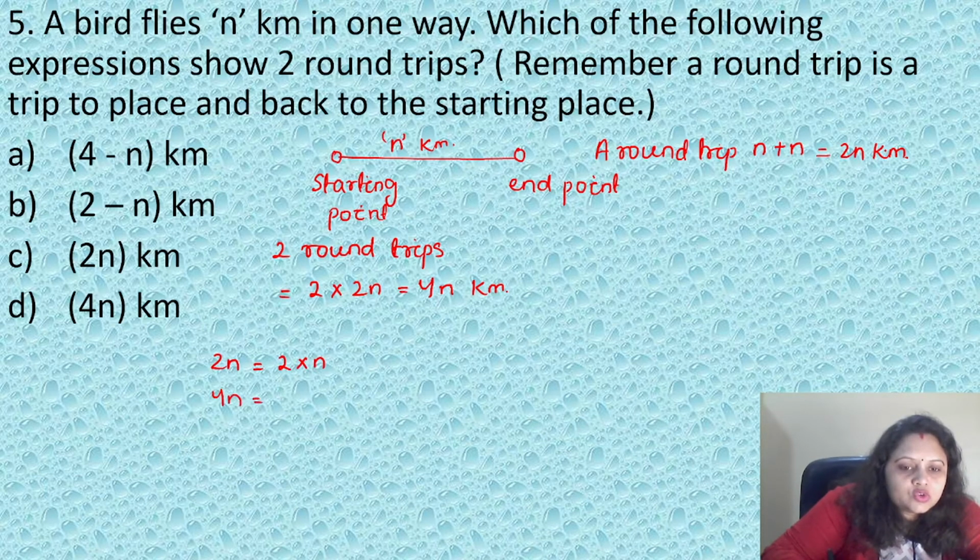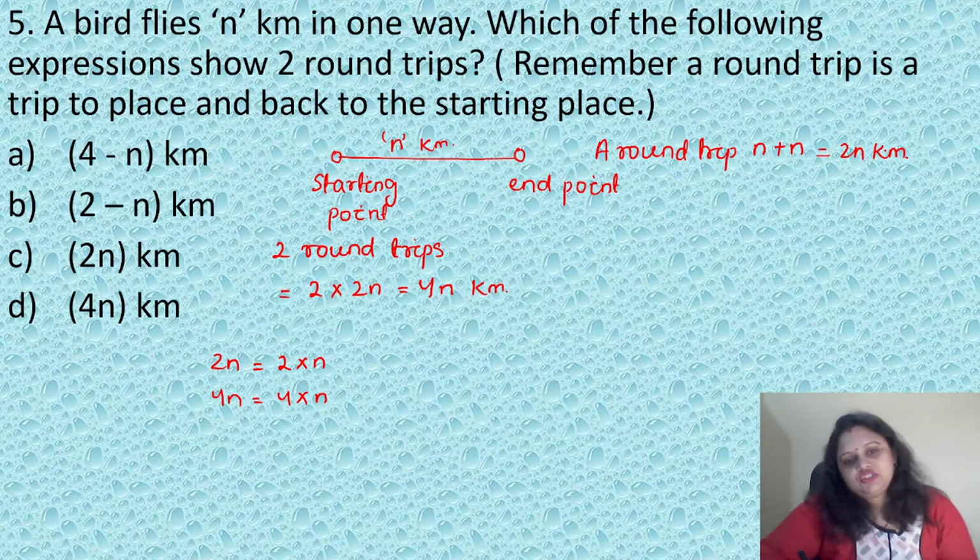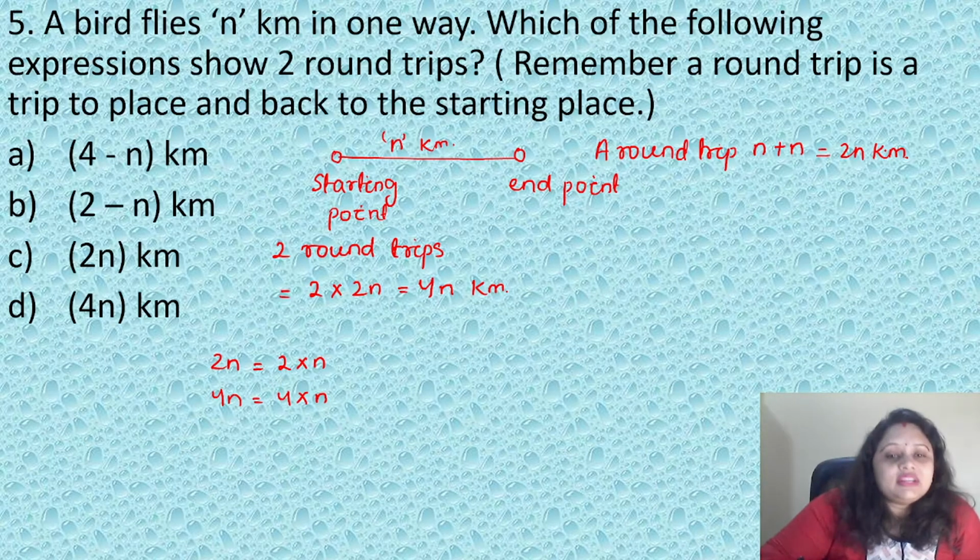4n is equal to 4 into n. If in a multiplication a number and a letter are present, always the number is written first followed by the letter. Got it? So here what is the correct answer? The correct answer is option D, that is 4n kilometer. Okay, let's move to the next question.